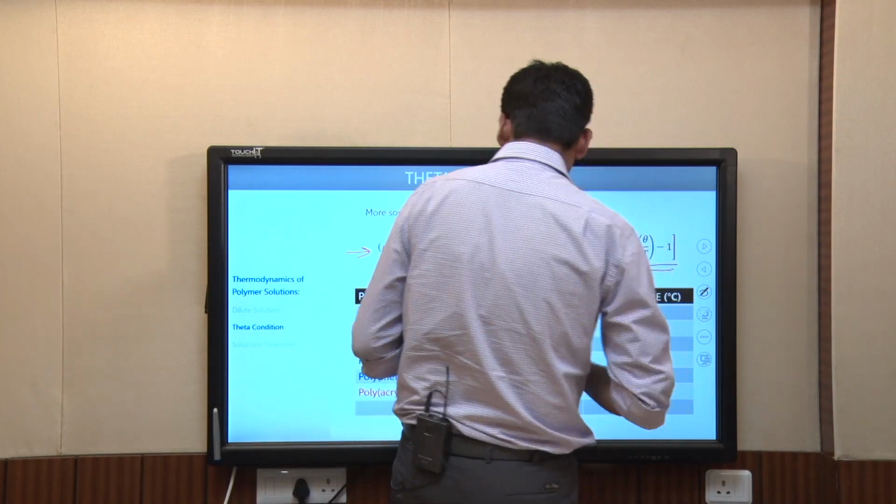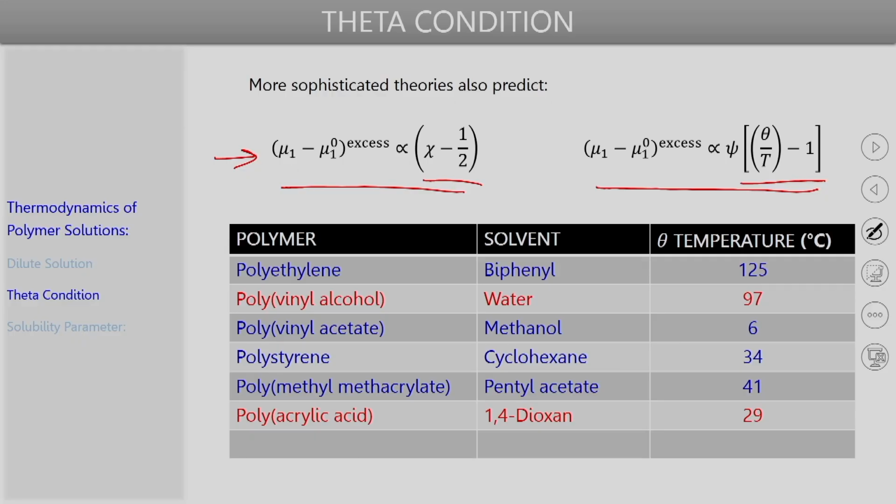Let us now consider some typical polymer solvent systems and what their theta temperatures are. So, if we consider, let us say, polyethylene in biphenyl, the theta temperature is 125 degrees Celsius, which means that at this temperature this solution will tend to behave ideally. And for polyvinyl alcohol and water, the theta temperature is 97 and so on. So, we have listed a few polymers, a few solvents and the corresponding theta temperatures for those polymer solvent systems.